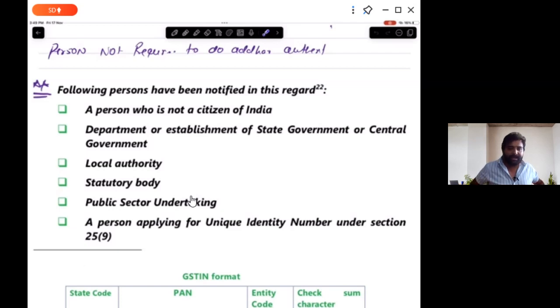Sir, what about a company? In a company, directors need to do Aadhaar authentication. In a partnership firm, one of the partners needs to do Aadhaar authentication. In the case of a club or association, a member of the club needs to do Aadhaar authentication. But in the case of a government department, nobody needs to do any kind of Aadhaar authentication. In the case of a local authority, nobody needs to do any kind of Aadhaar authentication. Great.